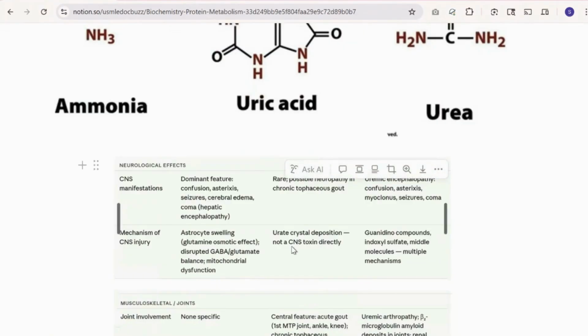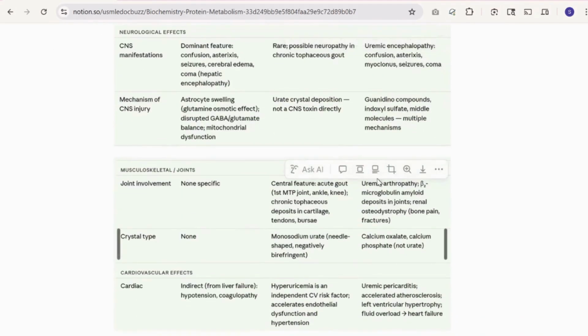And they've given you a couple of mechanisms: astrocyte swelling, and then some sort of intermediate molecule formation, and then that goes and damages neurons. But at least know that these two are the ones that cause neuro problems. Joint problems. Who's going to be the main thing that's causing joint problems? It's the middle one, hyperuricemia, right? Causing gout and destruction of the cartilage and all that. We understand that. Uremic arthropathy, right?